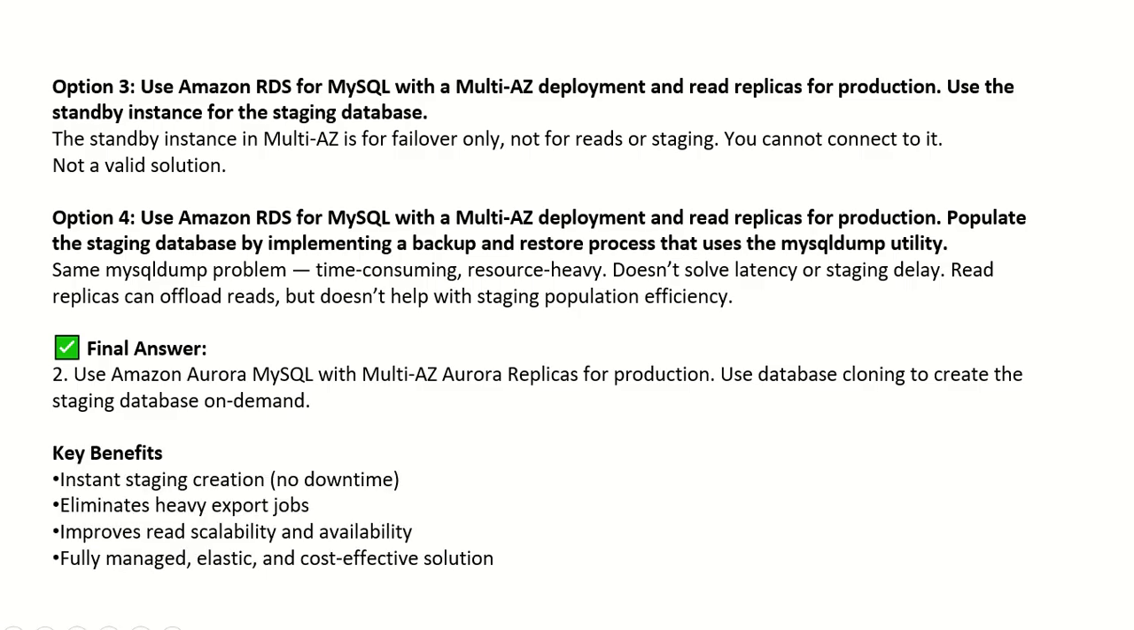All right. So what are the benefits we'll get? The staging database will be created instantly, so there will be no downtime. There will be no heavy export jobs, like when we are using the SQL dump. This also increases the scalability and availability, and it is fully managed, elastic and cost effective. As you know, Amazon Aurora MySQL is fully managed.